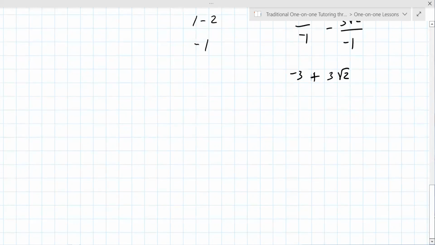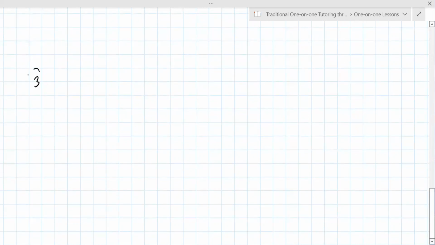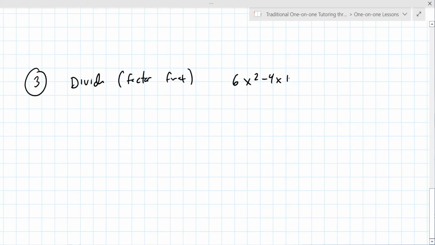Let's look at number 3. It says to divide. It really should say factor first. I think that's what the instructor is implying here. 6x squared minus 4x plus 1 over 3x plus 1. I think they're suggesting that there's something that will cancel. I don't think this is long division. I don't know if you've seen that yet in this course either.